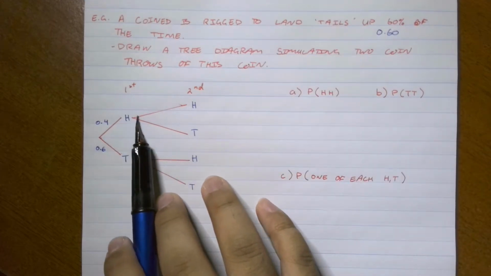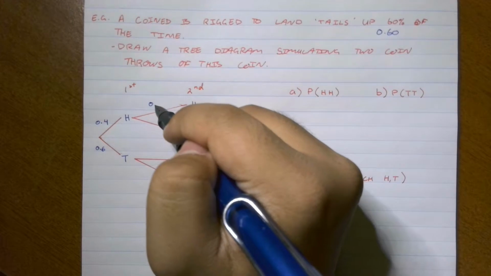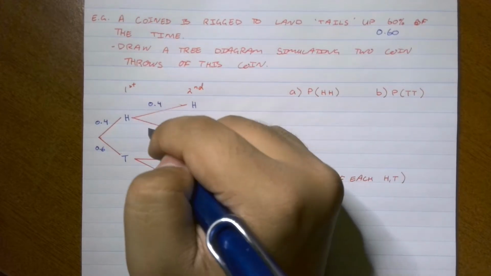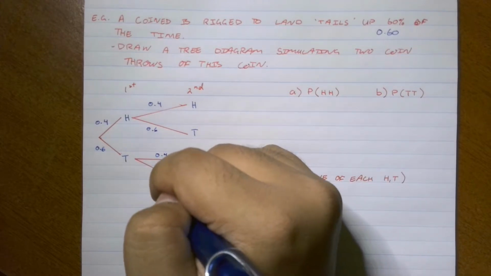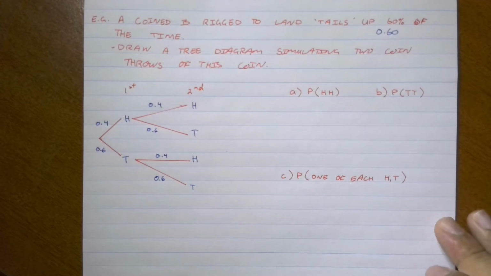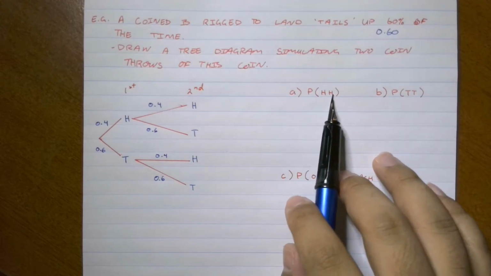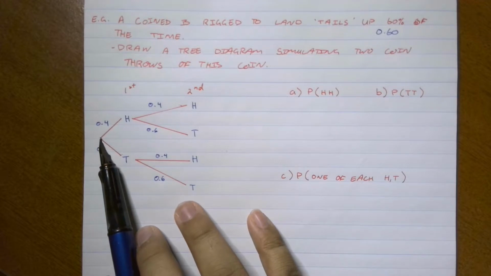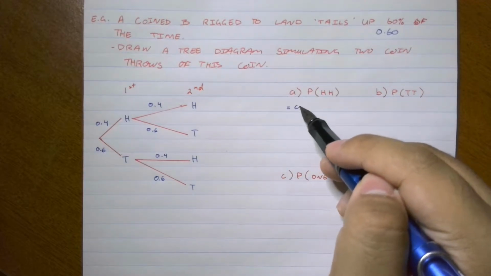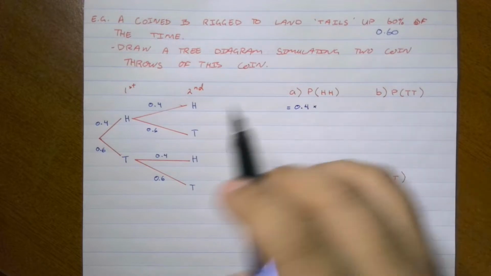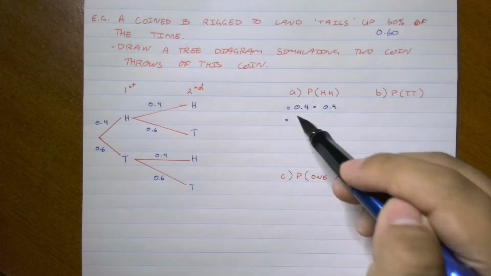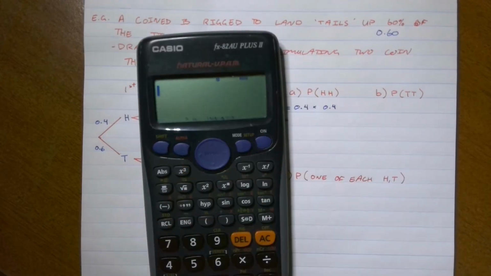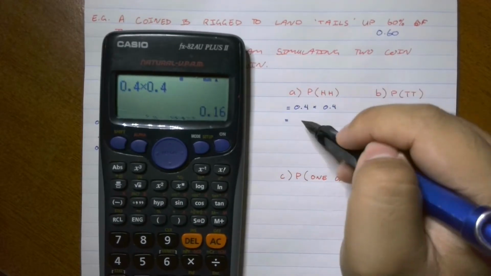Well, after the heads, it could be heads again, which is again 0.4, and tails is 0.6, and heads here is 0.4, 0.6. So now to get the probability of heads and then heads, we follow the branch, 0.4. We multiply that also by 0.4. And this will give us 0.4 times 0.4, 0.16.